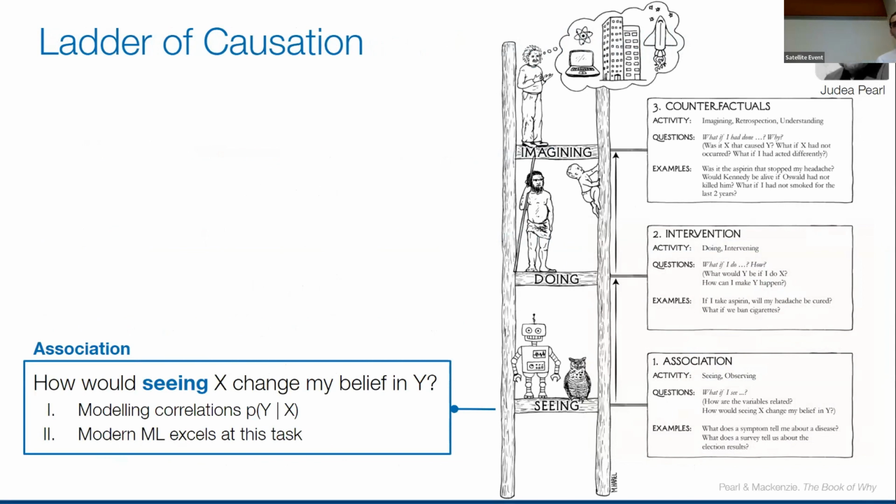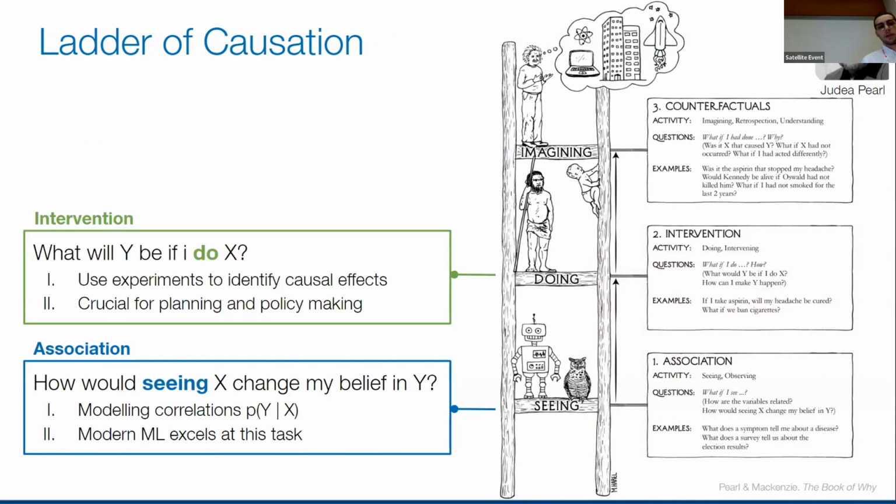Okay, so a useful way to think about causal questions is following this ladder of causation, which was put together by Judea Pearl in his Book of Why. The first rung of the ladder has to do with association or correlations. It basically asks questions like, how would seeing X change my belief in Y? Modern machine learning excels at this task, generally speaking. So all of your predictive models that have already been talked about are modeling P of Y given X.